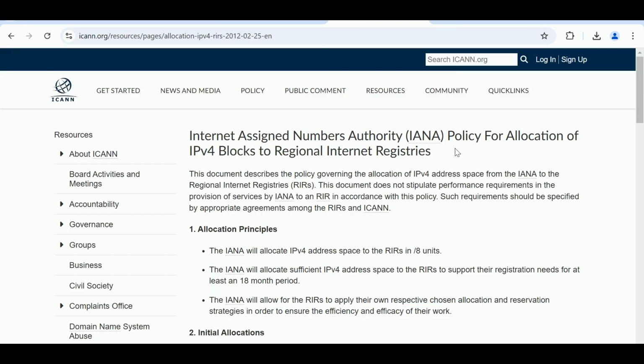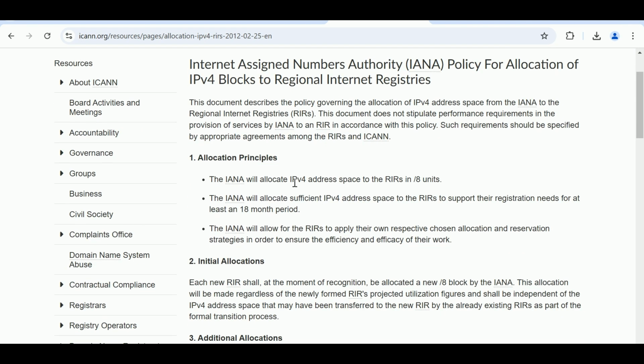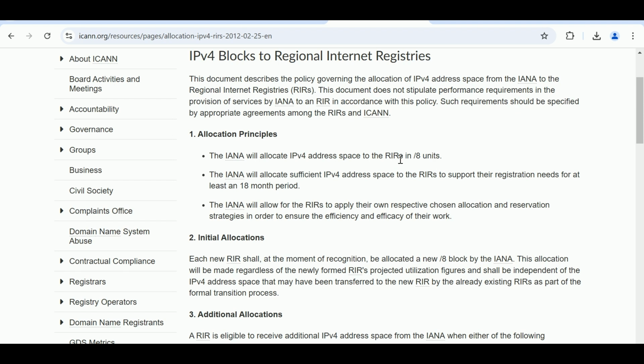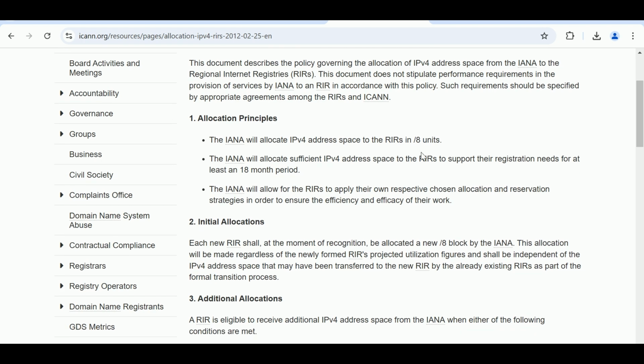The IANA policy for allocation of IPv4 blocks to RIRs, the Regional Internet Registries. They will follow these kinds of principles. So let's see what the allocation principles are. IANA will allocate IPv4 address space to RIRs in /8 units only. These are subnet masks, and I'm sure people in the networking industry know about subnet masks. I'm not going in depth about what /8 is or how /8 comes about, but basically IANA will allocate IPv4 addresses to the RIRs in /8 units only.